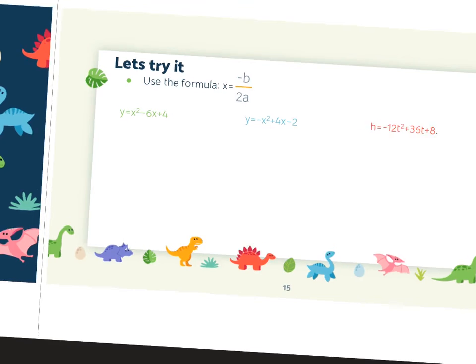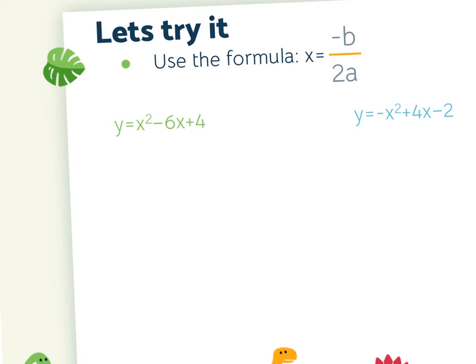So let's give it a shot. We're just going to use this formula, and we're going to find that axis of symmetry. So I am going to highlight my b, and my b is right here. And remember, I need the opposite of b. And then my a is right here, and I have that invisible 1 that's hanging out right there. So we're going to use this formula. I say x equals -b, or the opposite of what -6 is. So the opposite of -6 is +6. And then 2 times my a value, which is 1.